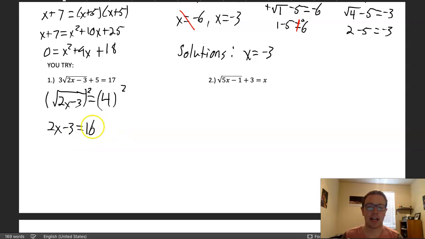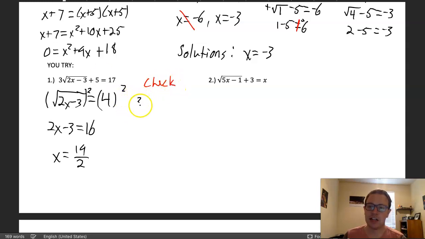And then we just keep solving. Add 3, divide by 2. That'll tell us that x is equal to 19 divided by 2. Or if you put this as a decimal, that should be 9.5. Now let's double check, make sure that this isn't an extraneous solution.